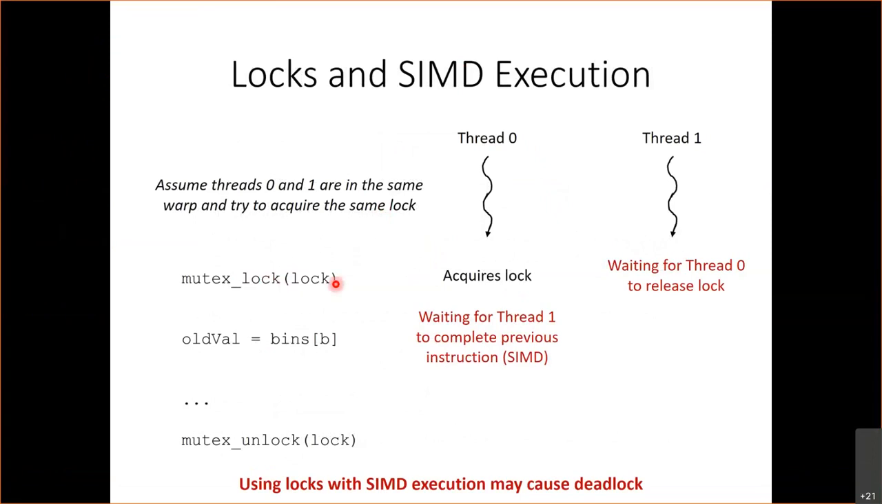If we had some kind of locks on the GPU that we're trying to use, these threads in the warp will come to acquire the lock. So presumably that's going to be an instruction or a set of instructions. But then they can't move on to execute the next instruction before the other thread finishes executing the previous one. And that is why we have the deadlock.